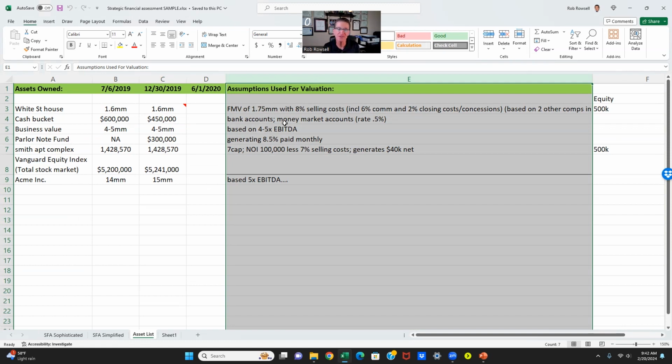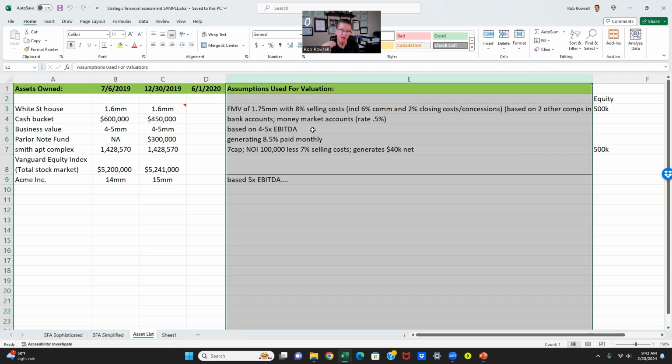And the assumption is not as important, as long as it's realistic, as the fact that you continuously use the same assumption. In other words, here on line 5, he's basing this on a 4 to 5 times EBITDA, earnings before interest, taxes, depreciation, and amortization. We don't want to change that. We want to continue to use it unless I add enough locations, enough volume to where now it's justified to bring that to an 8 multiple.